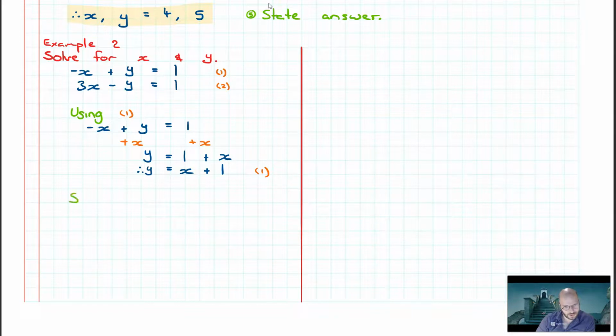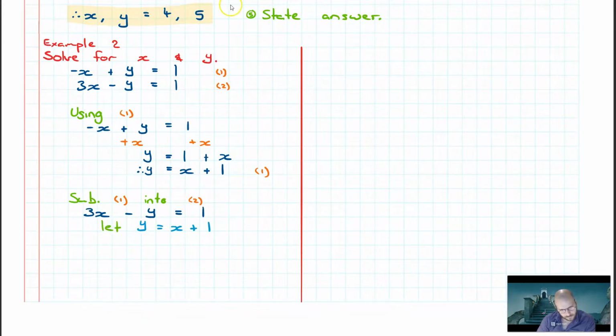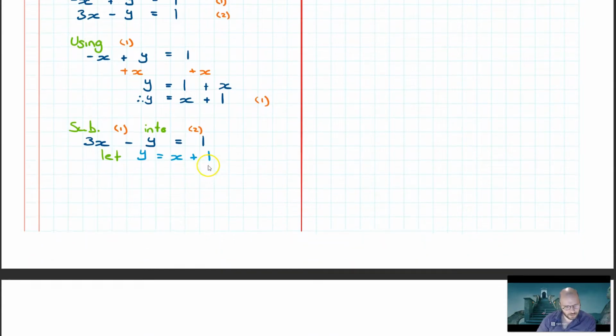So I'm going to say subbing 1 into 2. I simply state the equation for equation 2. Then I'm going to say let y equal x plus 1. Performing this action, I get 3x minus (x plus 1) in brackets equals 1, and I need to expand out the brackets. So there's an implied 1 in front of there.